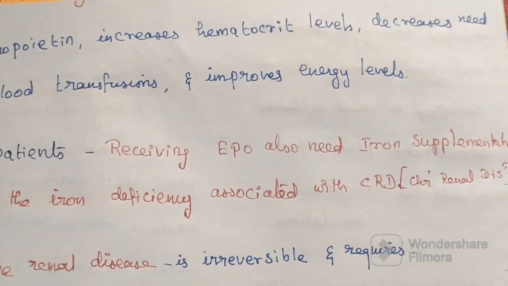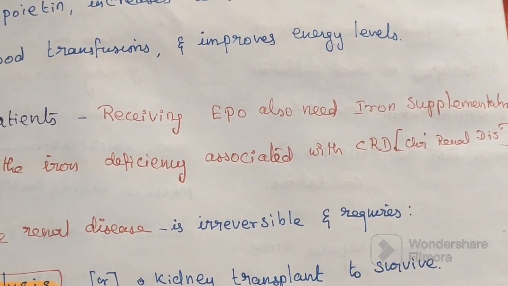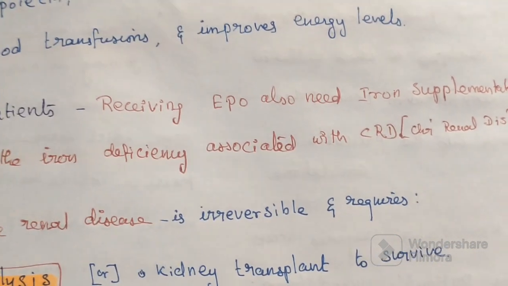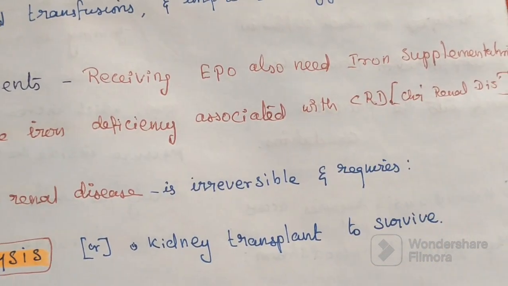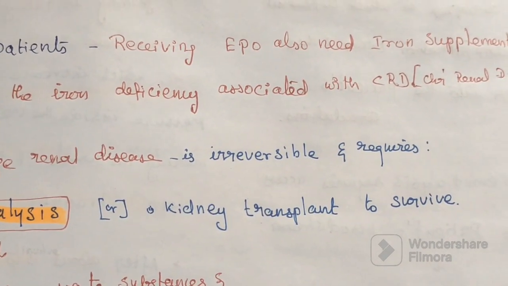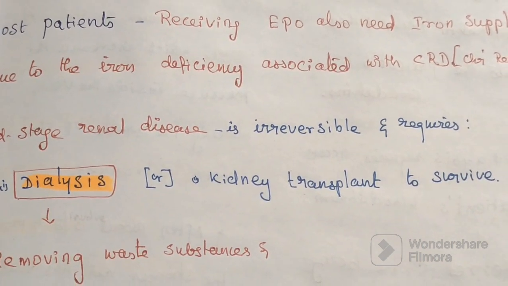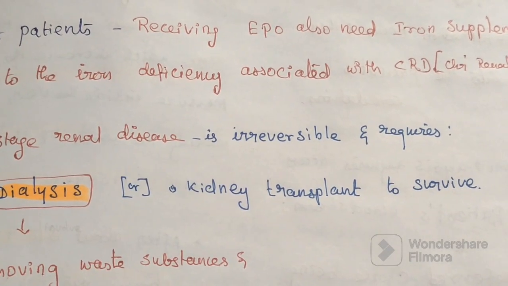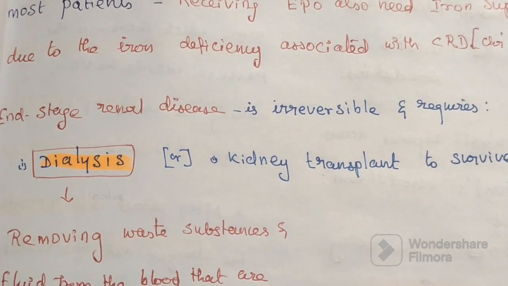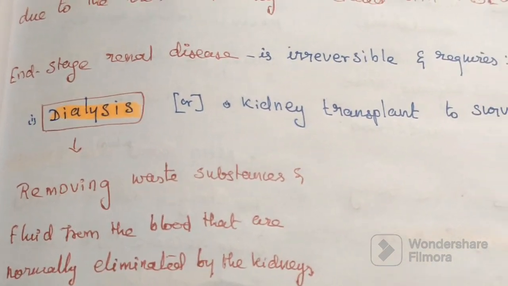Then most patients receiving EPO also need iron supplementation, due to the iron deficiency associated with chronic renal disease. End stage renal disease is irreversible and requires two types of treatment: dialysis and/or kidney transplant to survive. So two things they require. One is dialysis, the second one is kidney transplant for their survival.